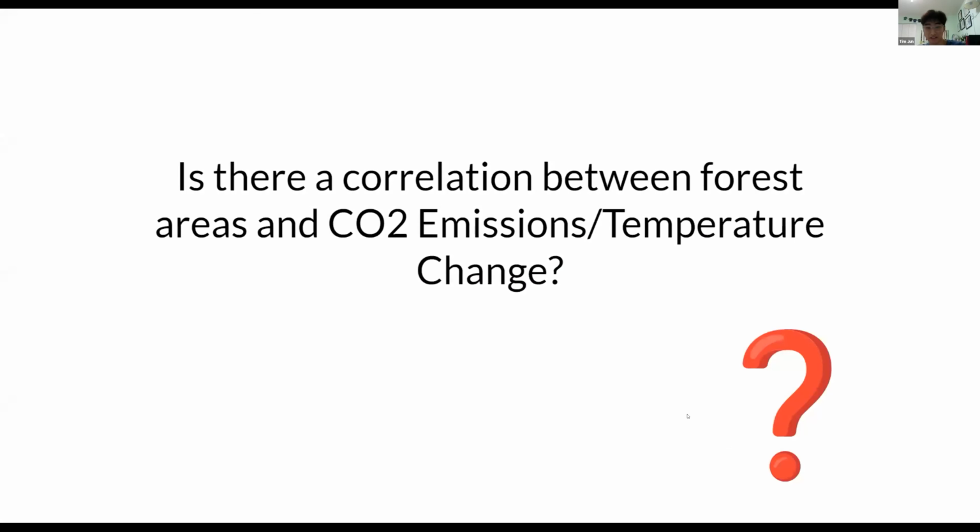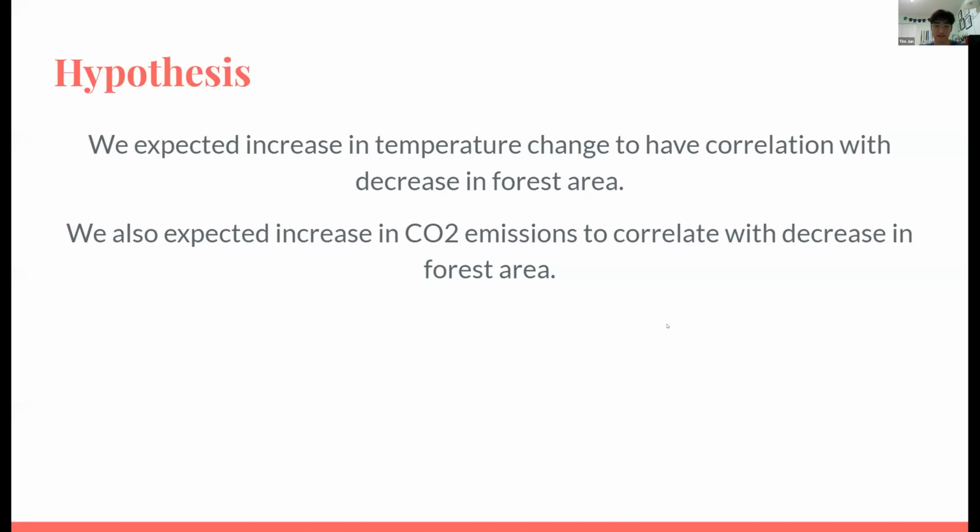So our main question is: is there a correlation between forest area and CO2 emissions and/or temperature change? So our hypothesis was that we expect an increase in temperature change to have a correlation with a decrease in forest area, as less forest area will increase temperatures. And we also expect an increase in CO2 emissions to correlate with the decrease in forest area.